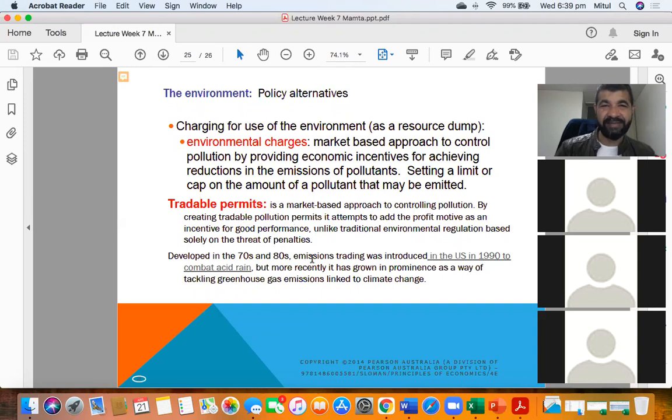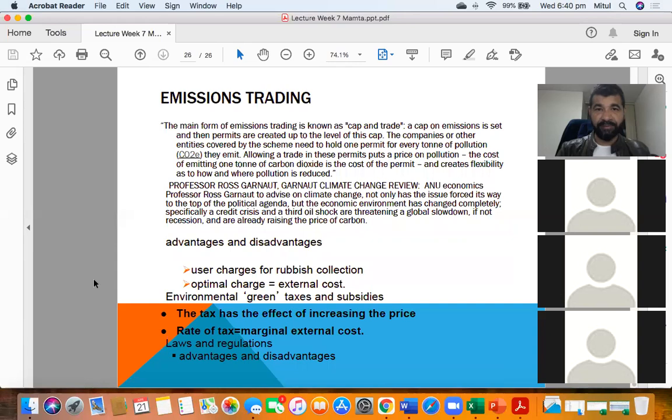Developed in the 1970s, emissions trading was introduced in the US in 1990 to combat acid rain. But more recently, it has grown in prominence as a way of tackling greenhouse gases. What else we have? Emission trading is another way. Government will find out how much to pay.